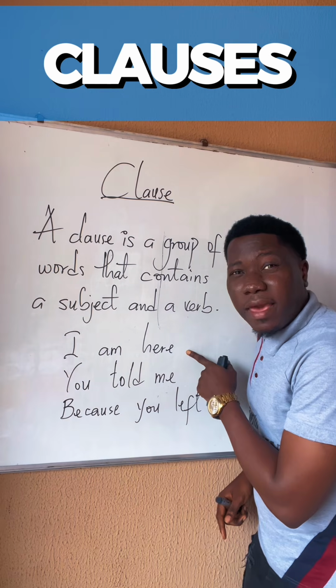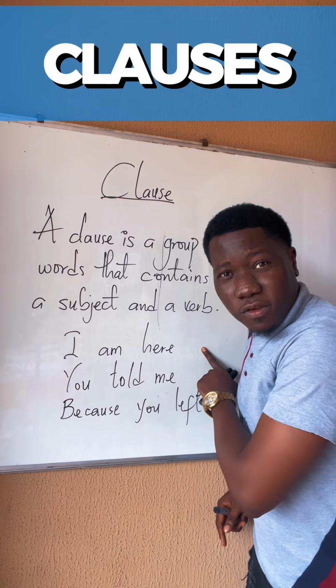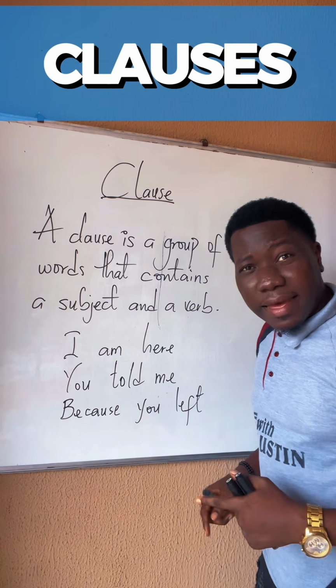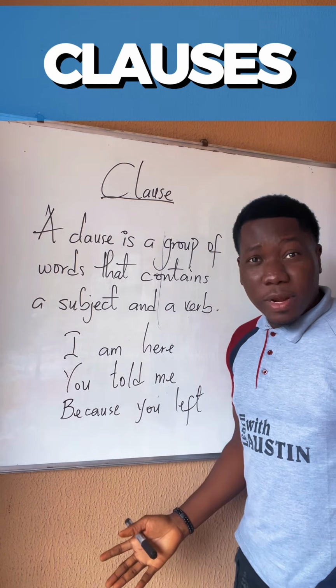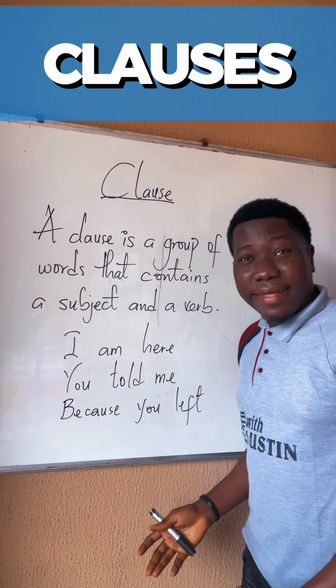Look at this. I am here. This communicates complete thought, complete meaning. I am here. You understand what I'm saying? I am here. It makes complete sense. You told me. That's communicating again, complete thought.